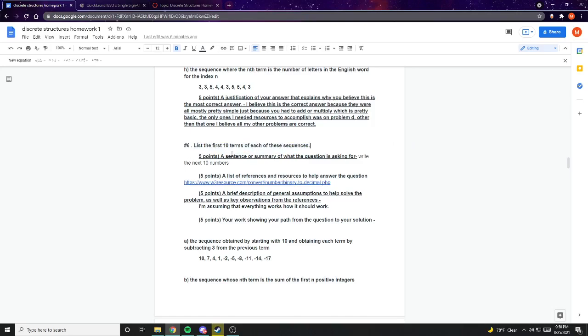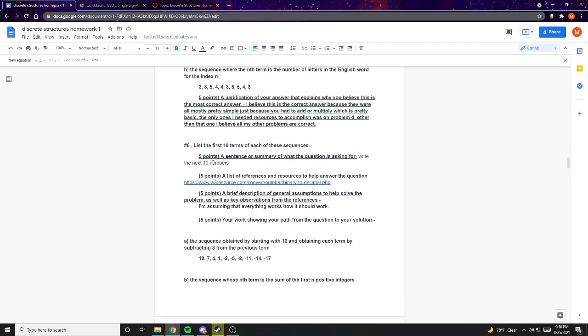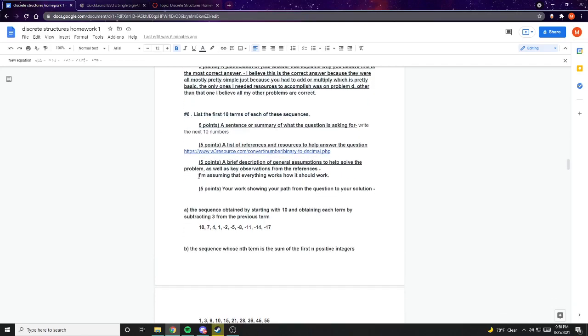So 5 points, and a sentence is just, we're writing the next 10 numbers. This is one of the references that I used. This one, a brief assumption, and so I'm just assuming that everything works how it should, because I was pretty confident with how 5 was. So I'm pretty sure that everything should work. And then this is my work.